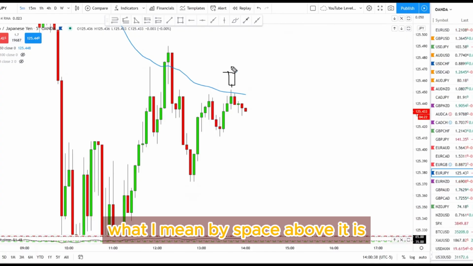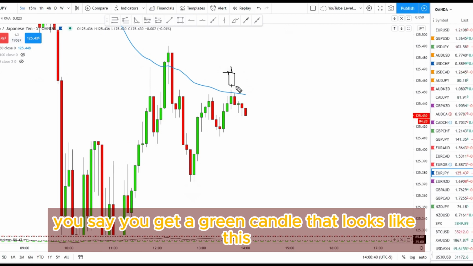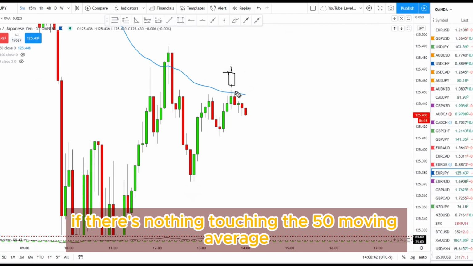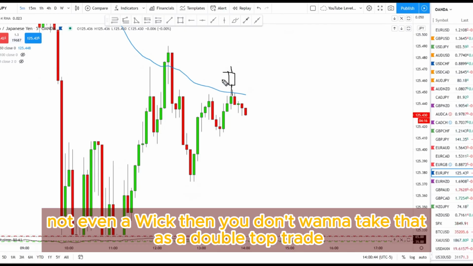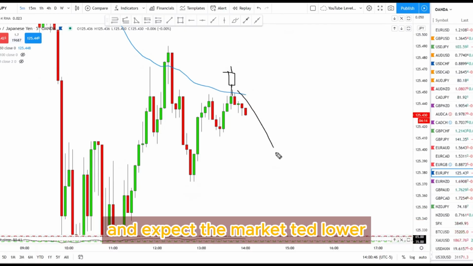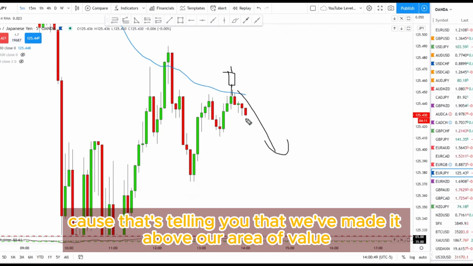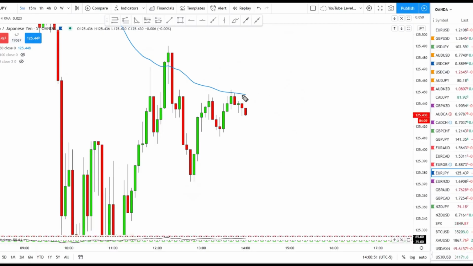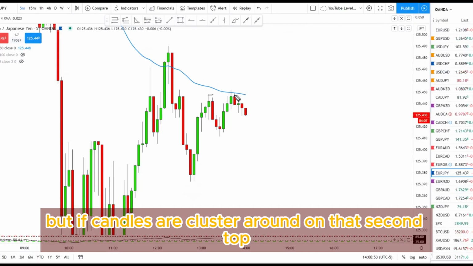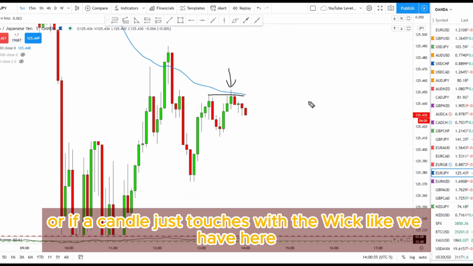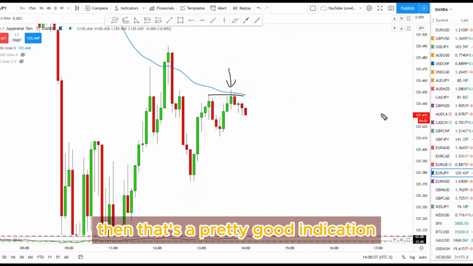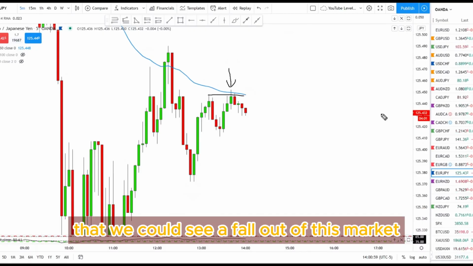What I mean by space above it is you say you get a green candle that looks like this. If there's nothing touching the 50 moving average, not even a wick, then you don't want to take that as a double top trade and expect the market to head lower, because that's telling you that we've made it above our area of value. But if candles are clustered around on that second top, or if a candle just touches with the wick like we have here, then that's a pretty good indication that we could see a fall out of this market.